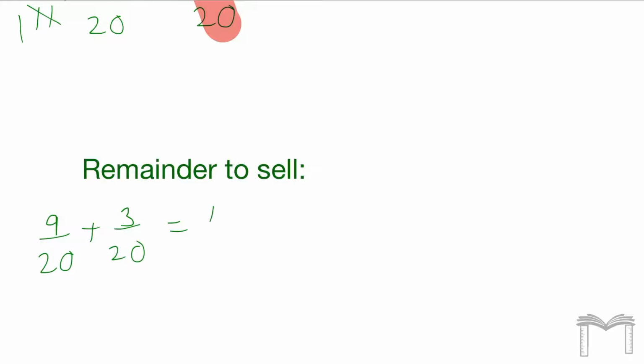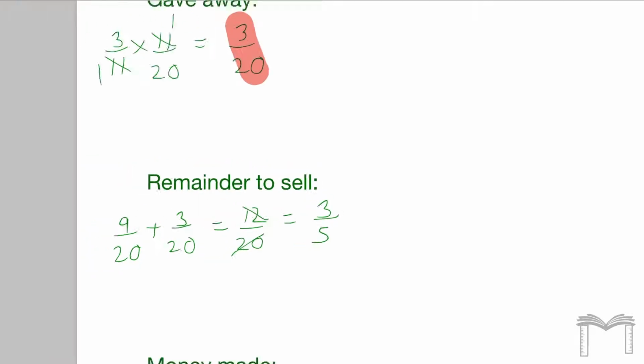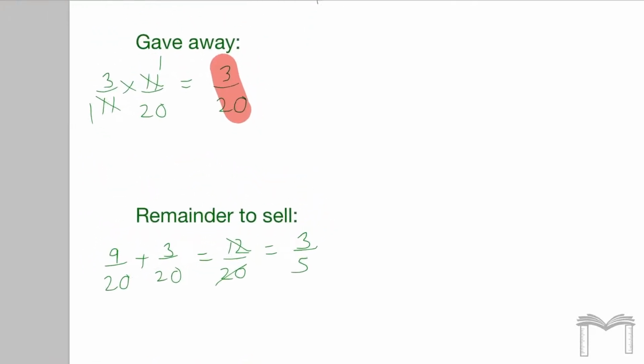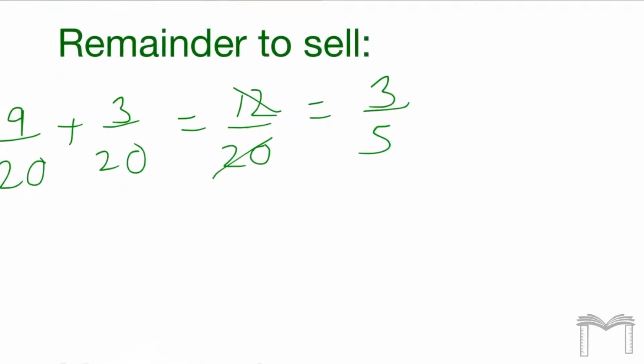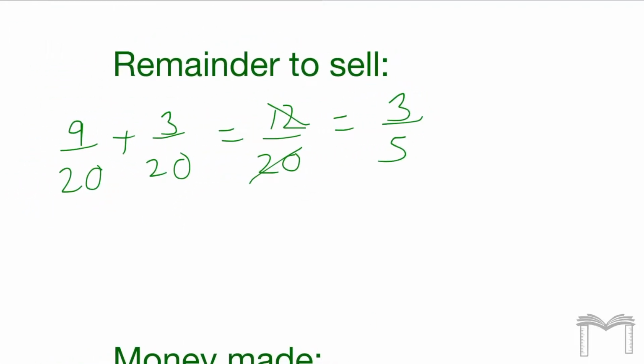That will be equal to 12/20. We can say 4 into 12 is 3, and 4 into 20 is 5. So 3/5 is what she no longer has. That is the combination of what is lost, what is used, and what is given away. So if we take that away from the total, we can know what she has.